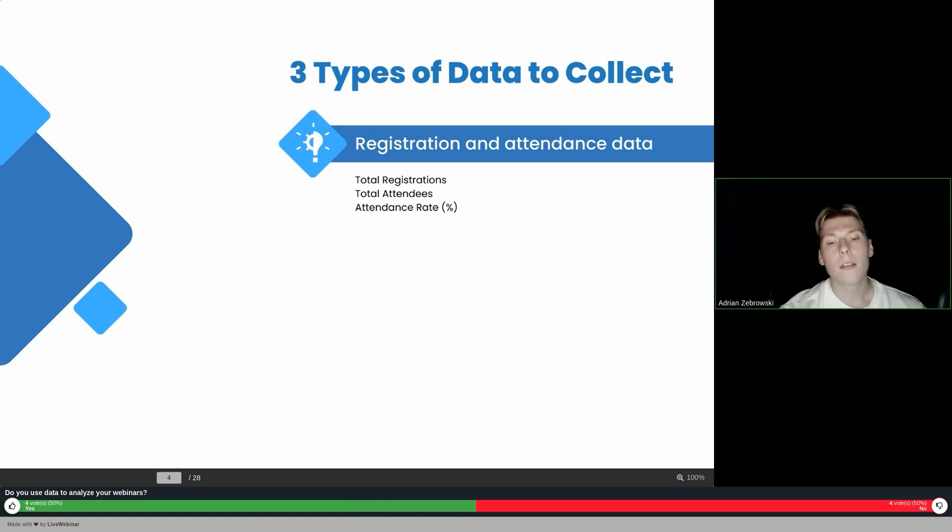And then attendance rate, which is a relative measure, which is a percentage of people that showed up. So it's total attendees divided by total registrations. That's the formula for this metric. And again, the higher the attendance rate, the better.